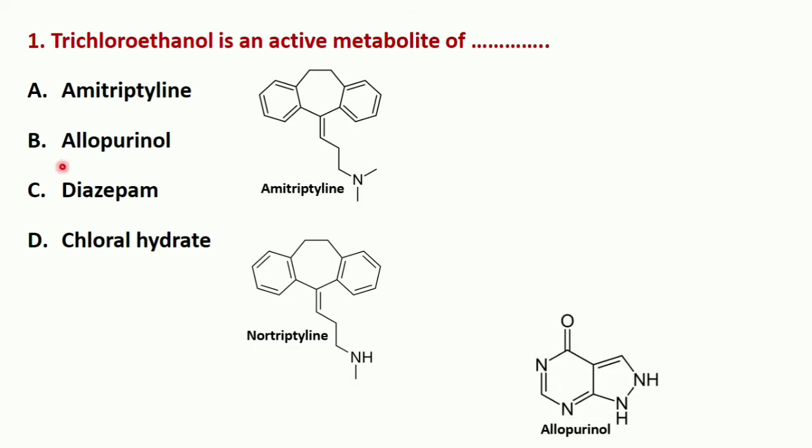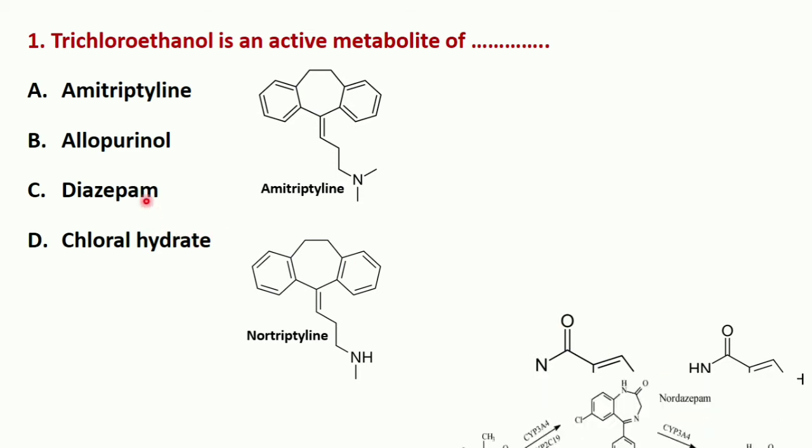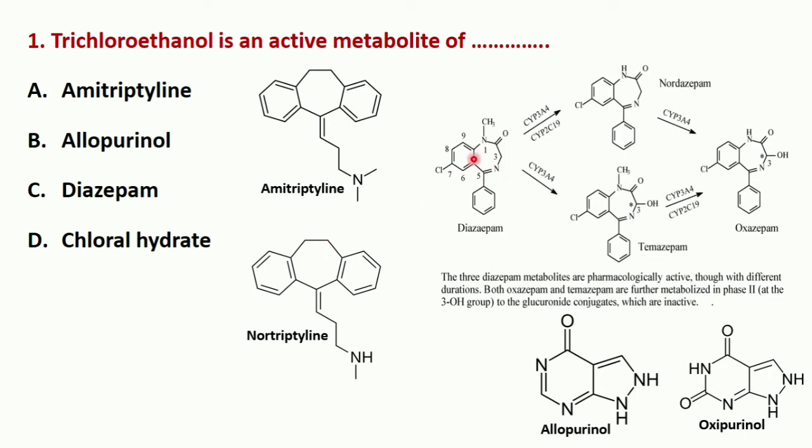I'll come to the next example, that is allopurinol. Allopurinol is a purine derivative. After metabolism, allopurinol is going to give oxypurinol. You can see here this is the first position, and in the second position you can observe the double bond O forms after metabolism. So this is oxypurinol. And next, diazepam.